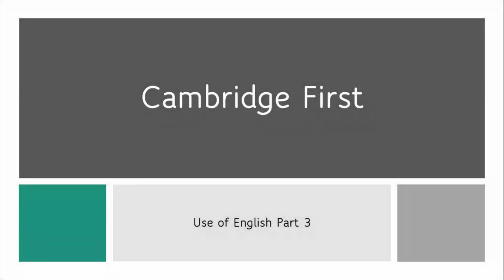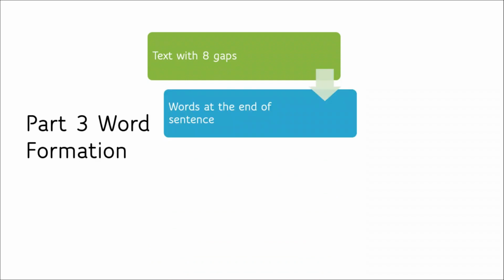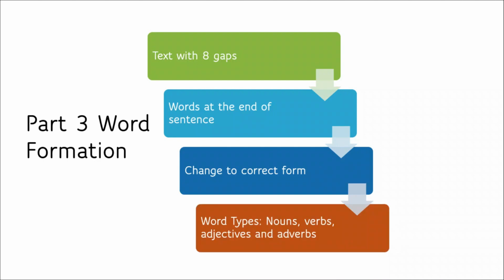Let's take a look at the Use of English Part 3. This is the word formation exercise. And like the previous two exercises, it's a text with 8 different gaps. What you find in this exercise is that there is a word at the end of some sentences, and this word needs to be changed to the correct form for the gap in the sentence. And the types of words you're looking for are nouns, verbs, adjectives, and adverbs.